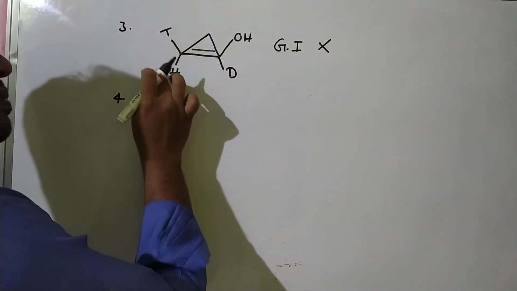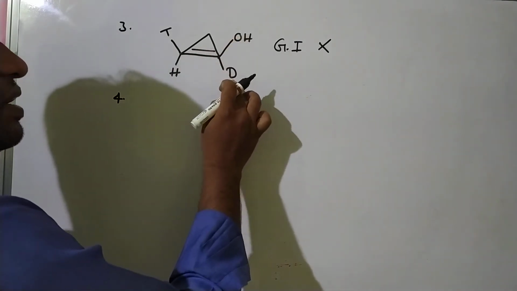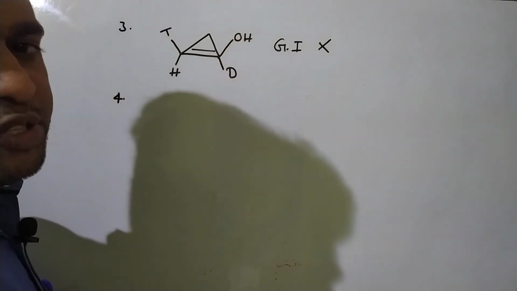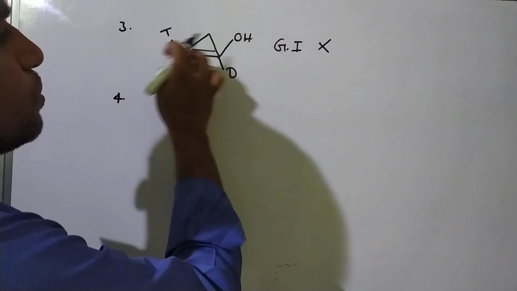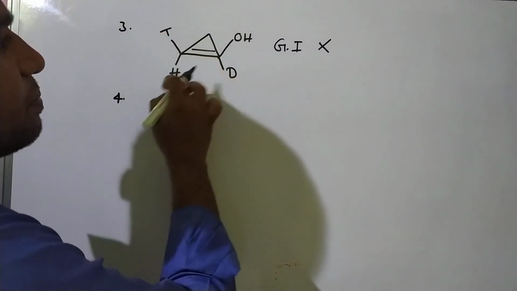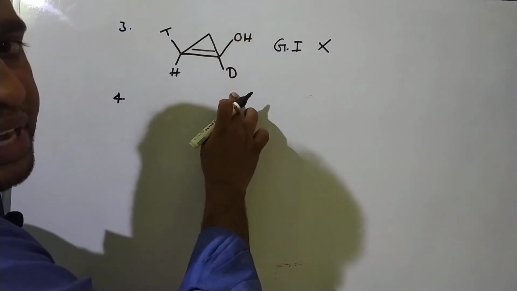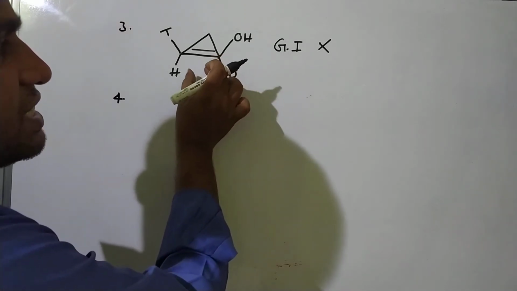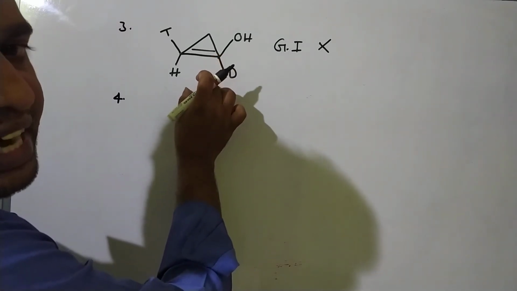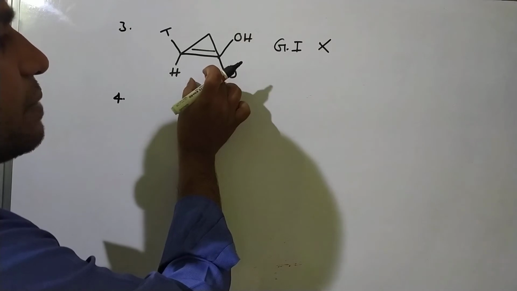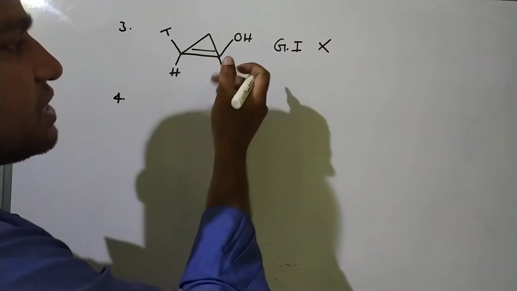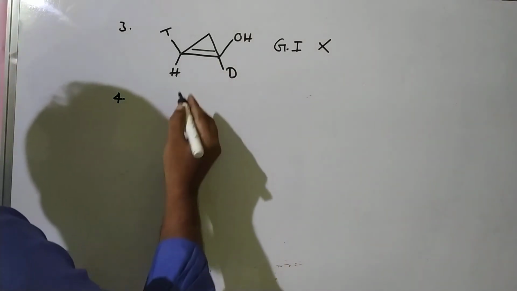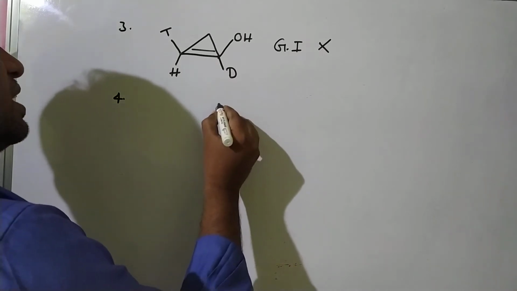If A and B are different, C and D are different, there is no geometrical isomerism. Of course, these two groups are different. Means A not equal to B, C not equal to D. Okay, understanding. But in this case, we will consider strain. Means the trans isomer, the trans compound, doesn't exist. Okay. Next.